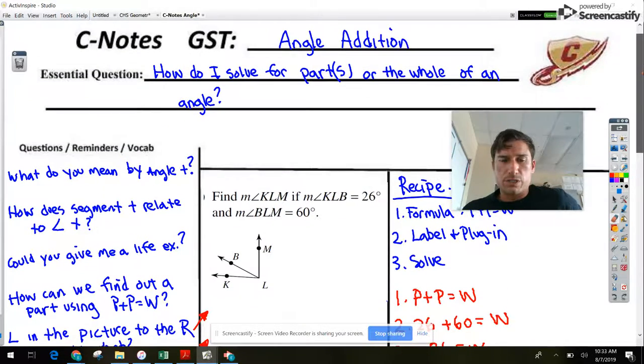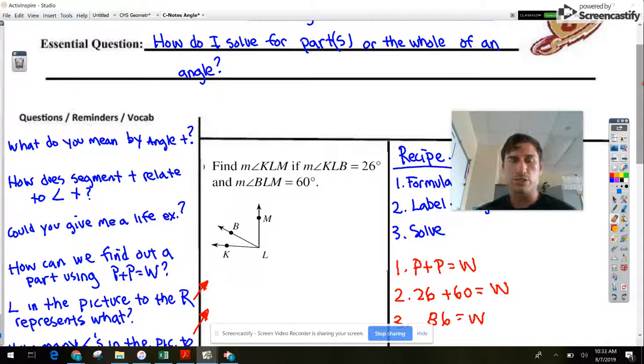So let's do it. Here's an example. Number one, you'll notice, is find M. M means measure. So that's a good little thing to get out of the way: what does M mean? M means measure. So find the measure of angle KLM if the measure of KLB is 26 degrees and the measure of angle BLM is 60. First thing you do is you always label up what you know, what they give you. So first, review: what is L? You'll notice that L is in the middle of every single angle. So L represents the vertex. Really important there. Vertex, vertex, vertex. Got to know where it's at.